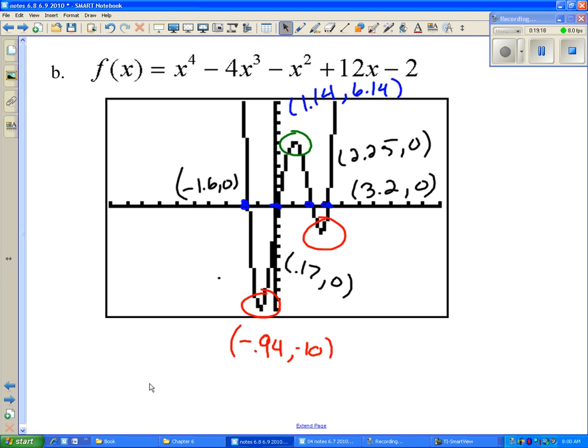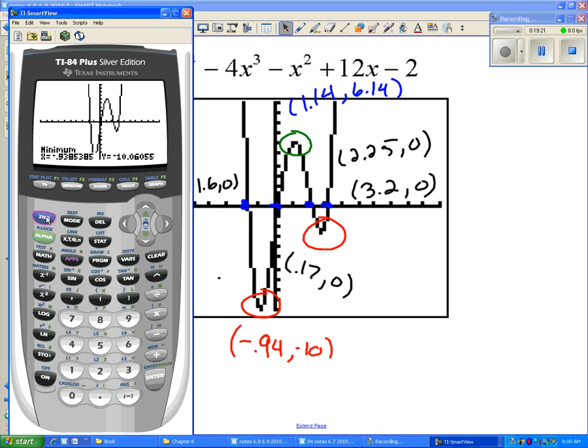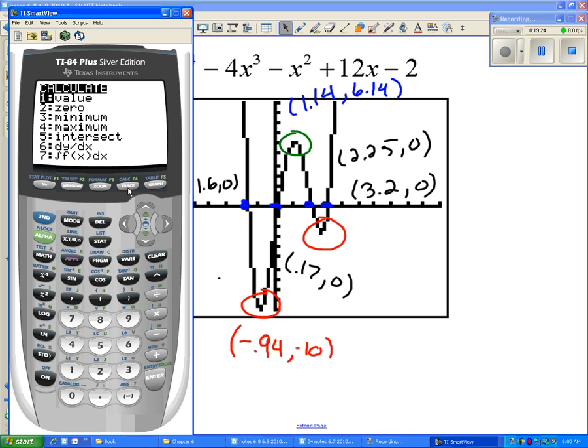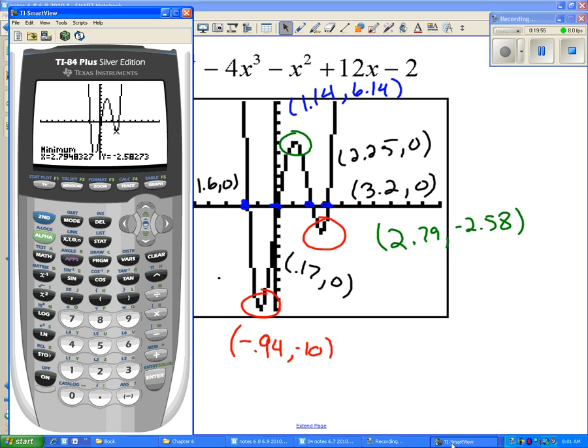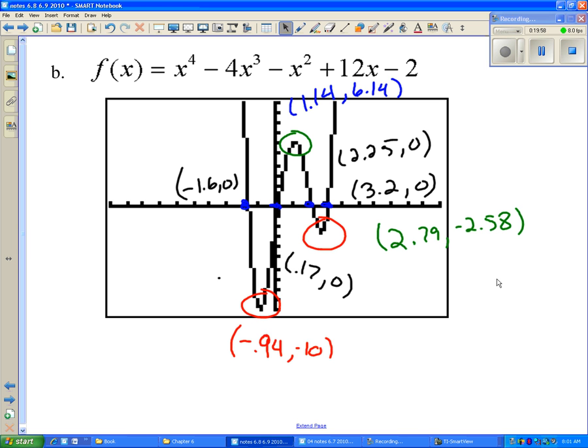And my last one, and I'm trying to save time on this, second trace. Number 3 is minimum. Left bound. I have to get as close to this point as I can, at least within that little hump. There's the other one. Go to the middle. 2.79 and negative 2.58. I believe this was a positive 2.79. Okay, so there's the points that I need. Let's move on. We're at 20 minutes.